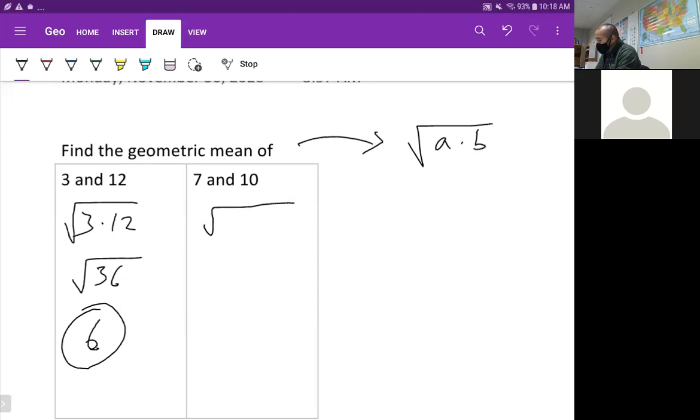So this one would be 7 and 10. So 7 and 10, square root of 70. On your calculator, square root of 70 is 8.4. That is the geometric mean, square root of the product.